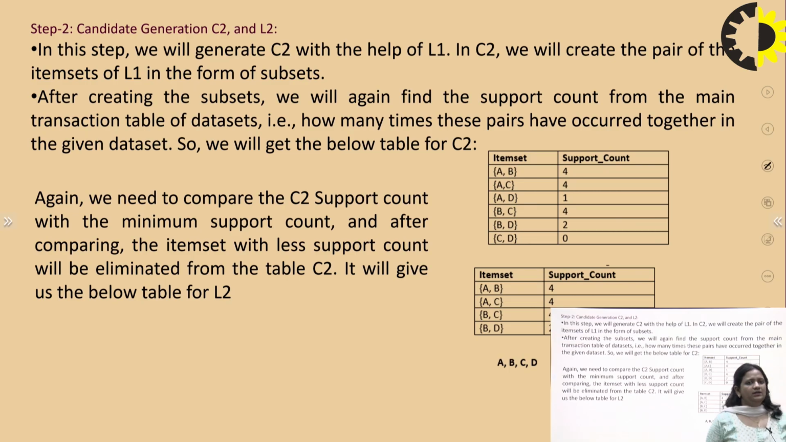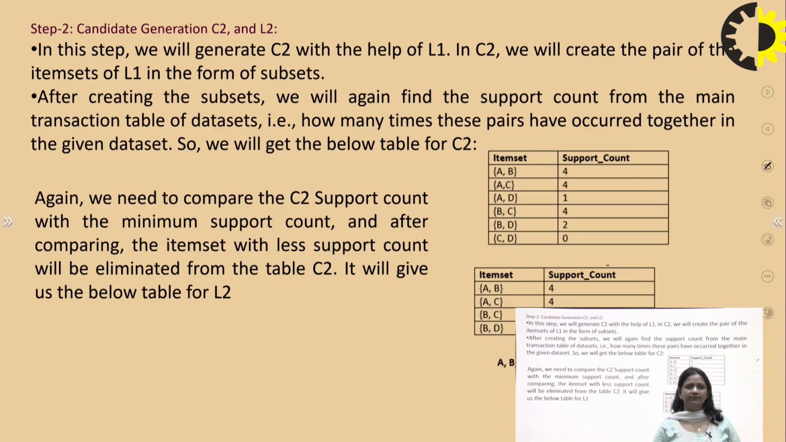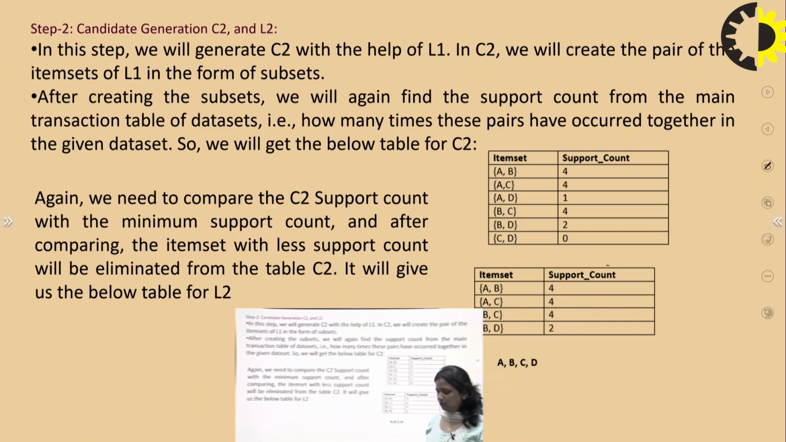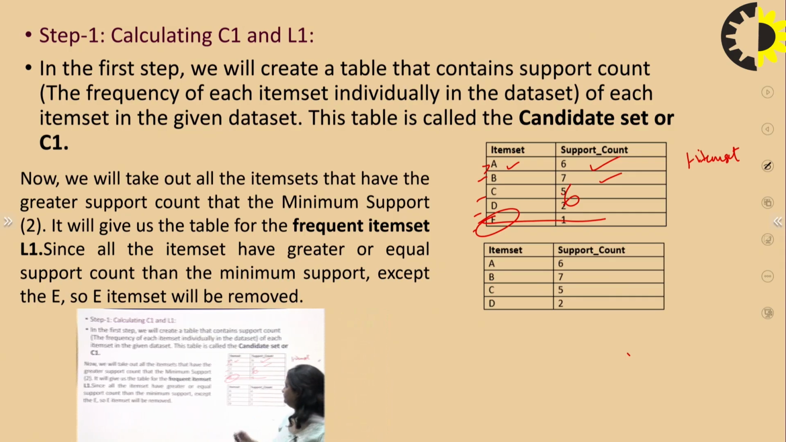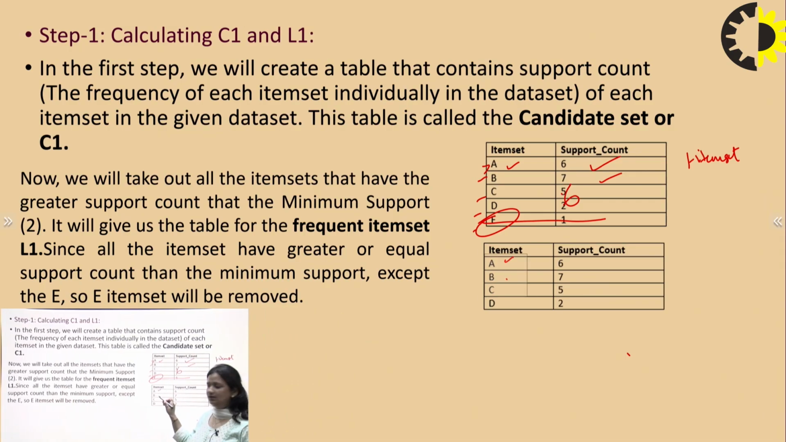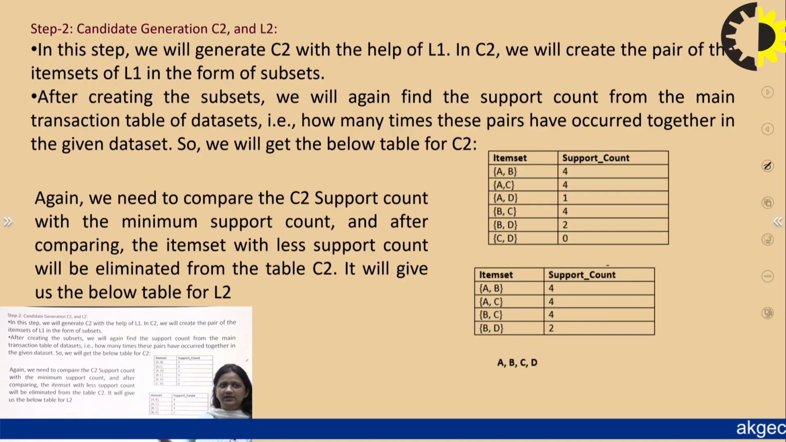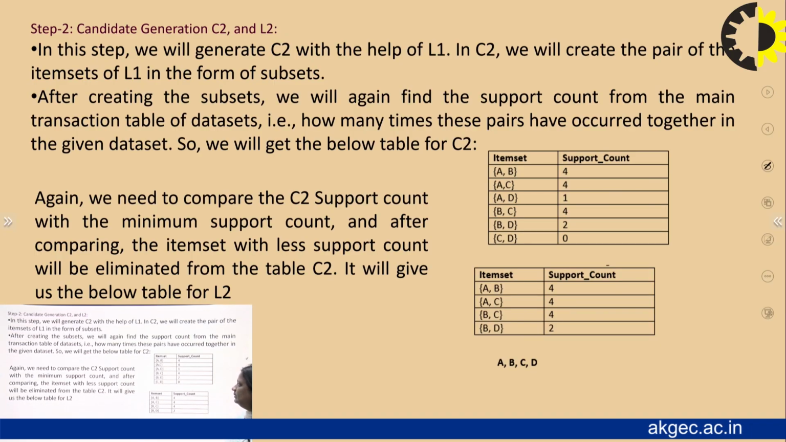Now step 2, candidate generation C2 and L2. In the first step, we generate 1-item sets. In the second step, we generate 2-item sets, meaning the items in pairs. So how can we generate a pair? Like AB, AC, AD, BC, BD, CD. We eliminate those pairs which are repetitive. So these are the final item sets: AB, AC, AD, BC, BD, CD.